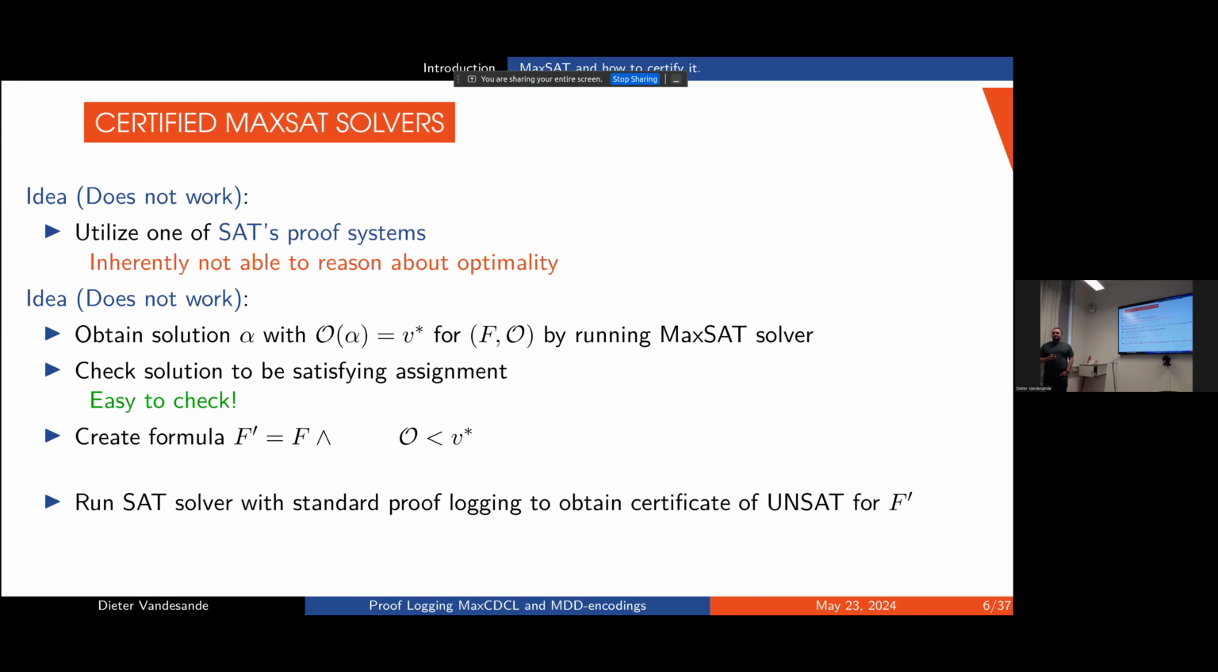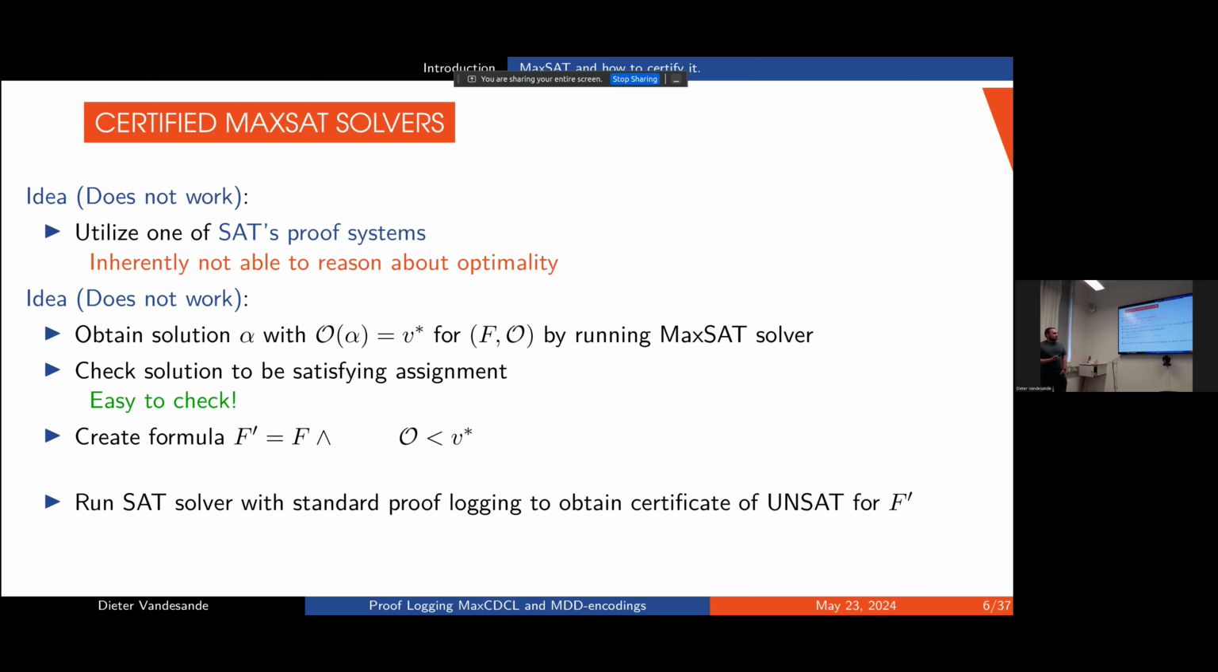Well, when we submitted the paper on MaxSAT proof logging, this was suggested by one of the reviewers afterwards. Yeah, okay, why are you doing all this work? Don't sweat. Didn't you realize? Can you not just do this instead? Run a SAT solver, you have proof logging, and you're done.